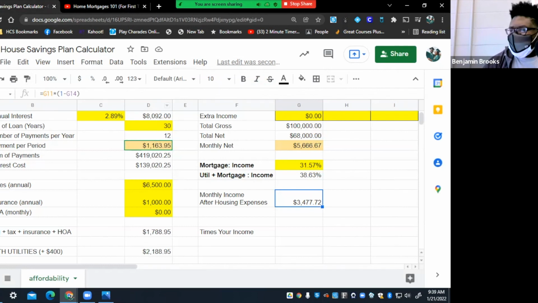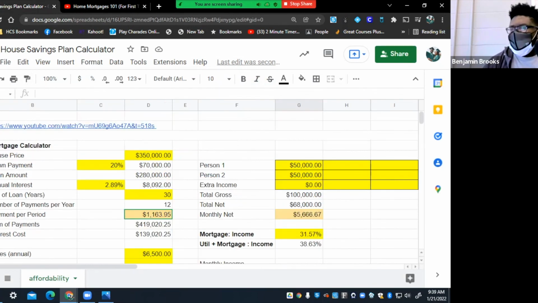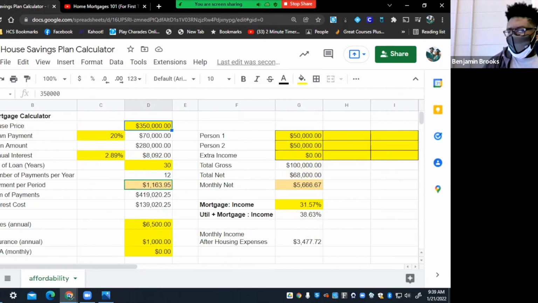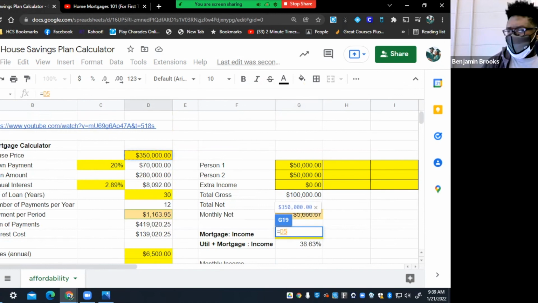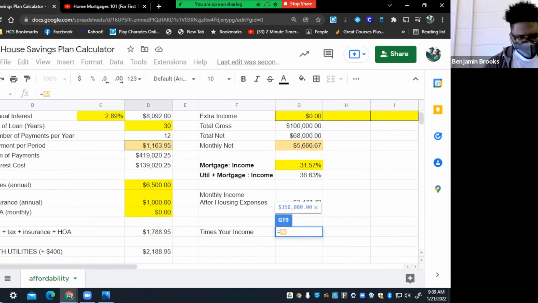And then the last one is how much your house is worth relative to your income. So you're going to do equals how much the house is worth divided by how much your income is, your total gross income. That's how you get that number.